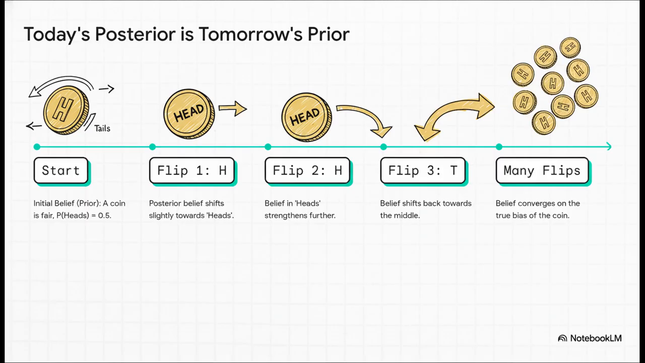Imagine you think a coin is fair, a 50-50 shot. That's your prior. You flip it, it comes up heads. Okay, your new belief, your posterior, shifts just a tiny bit towards heads. You flip it again, another heads. Your belief in heads gets a little stronger. Then you get a tails, and your belief shifts back toward the middle. You see? With every single flip, with every new piece of evidence, your belief slowly but surely gets closer and closer to the true nature of that coin. That is learning in a nutshell.